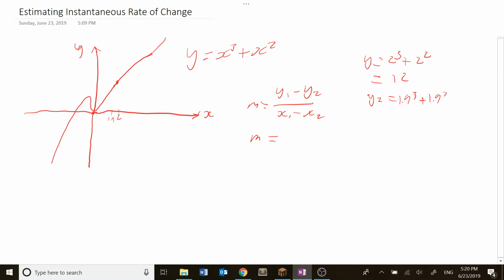1.9 squared. The closer this point is, so if you do 1.99, you get a much more accurate estimate. We're just using 1.9, so 1.9 cubed is 6.859, plus 1.9 squared is 3.61, and that adds to be 10.469. Please correct me if my maths is wrong.